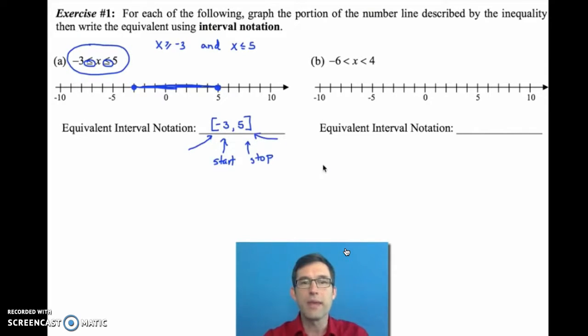Now let's take a look at letter B. In letter B, we've got a scenario where we've almost got the identical situation as before. X is greater than -6, while at the same time x is less than 4. The only difference here is that the -6 is not included, so we've got something like that, and the 4 is not included, so we've got something like that.